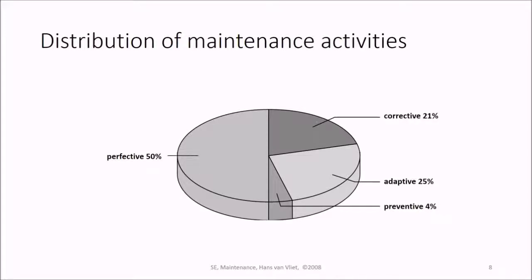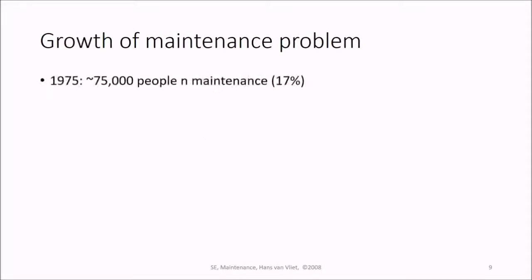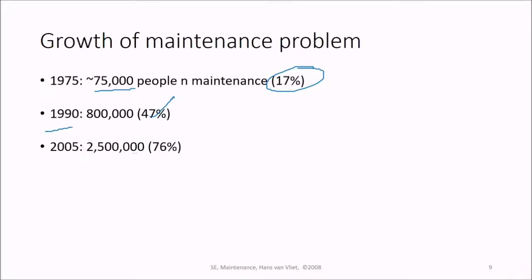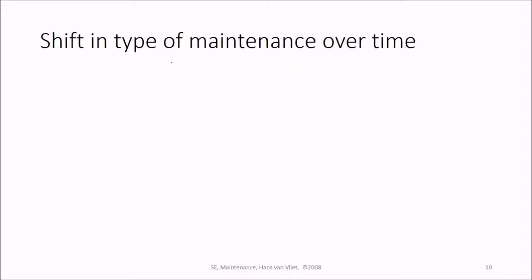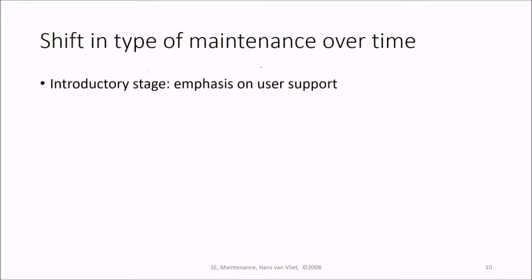So these are the distribution of maintenance activities. You see, corrective is 21%, adaptive 25%, preventive 4%, and perfective is the largest, 50%. Growth of the maintenance problem: 1975, 75%; 1990, 47%; 2005, 76%; 2016-17, how much? Then the shift in types of maintenance over time, how it has changed or shifted over time.